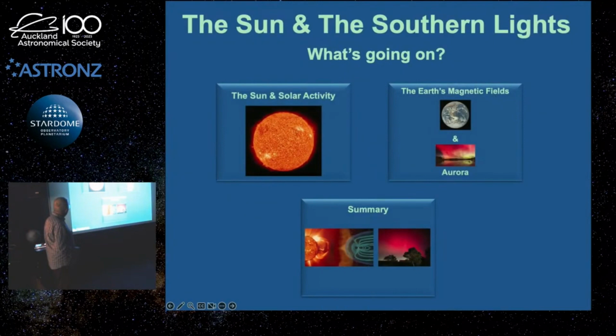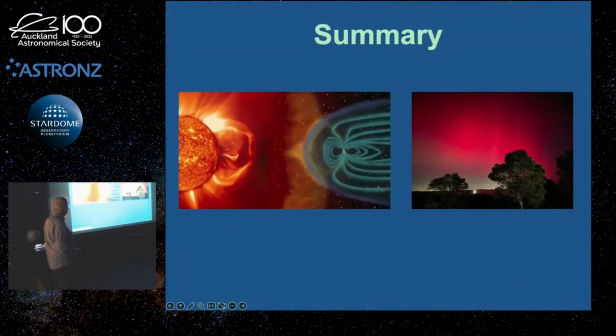Okay, so that's what happens inside the sun, how it causes these solar activities and how it influences Earth, how it interacts with our oxygen and nitrogen high in the atmosphere. Let's just wrap up.